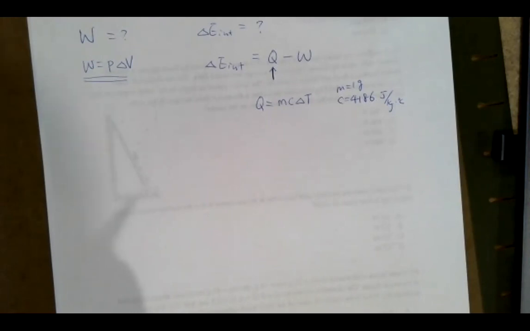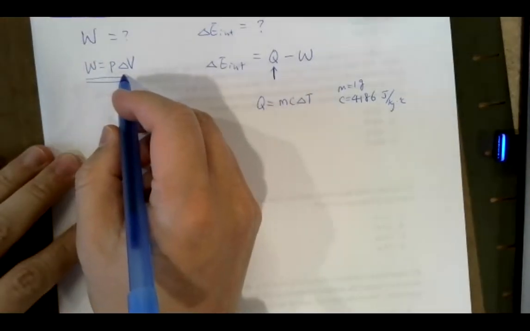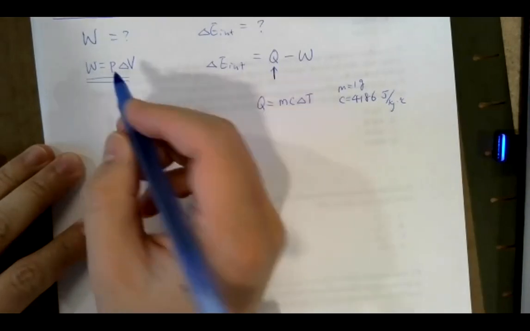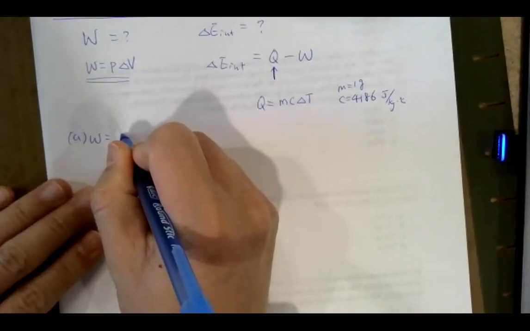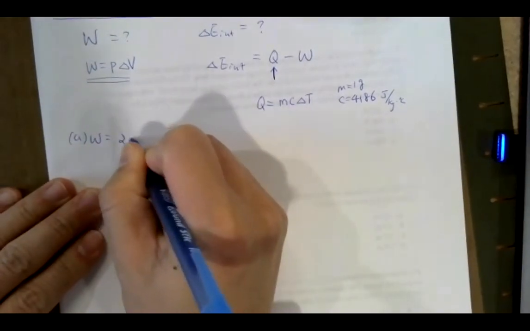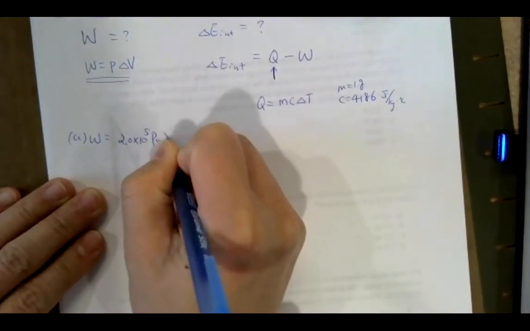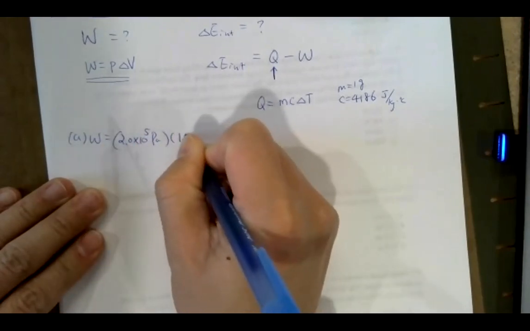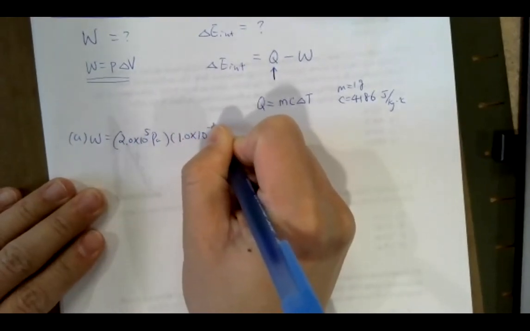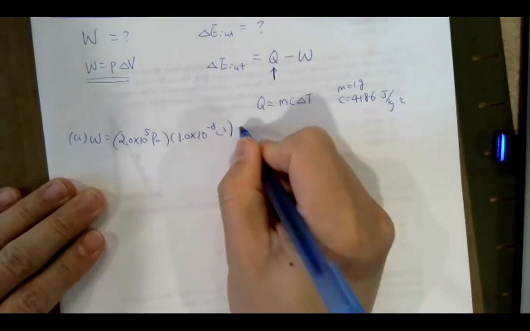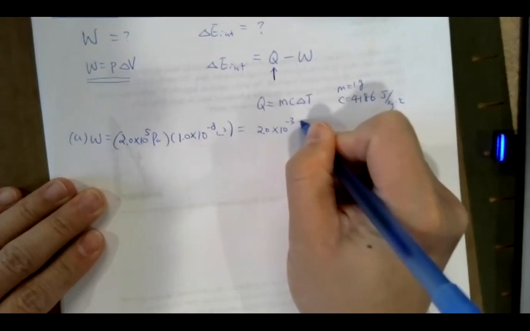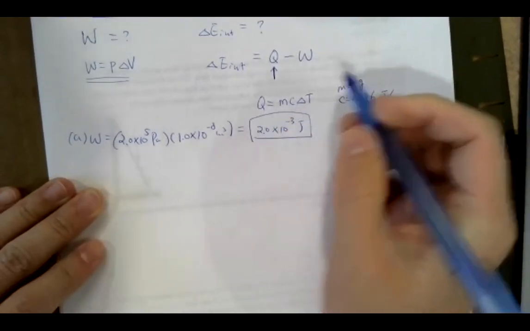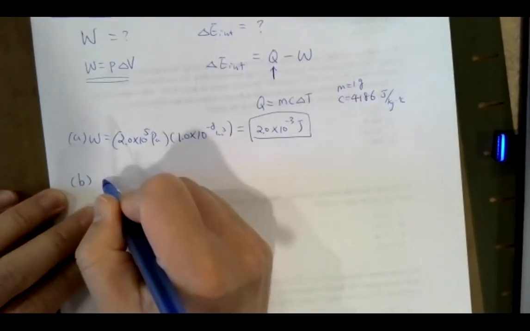All right, so let's take a look here. So work is equal to P times ΔV because of a constant process, okay? So for A, work is equal to the pressure, 2.0 times 10 to the fifth, times the volume, which just expands very slightly. So you'll get 2.0 times 10 to the minus 3, okay, for that.